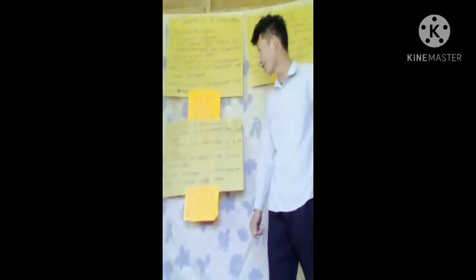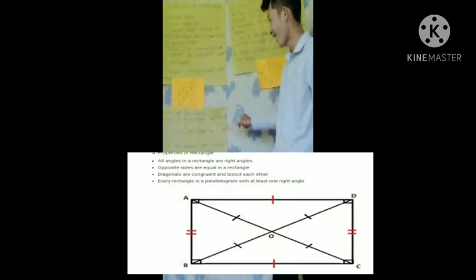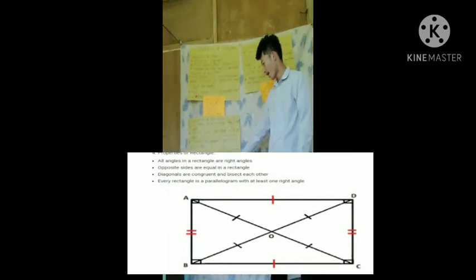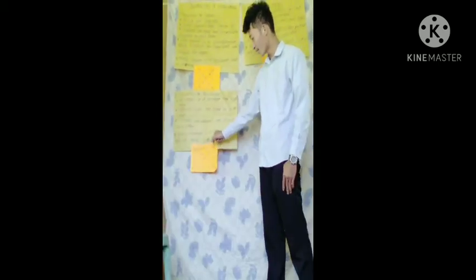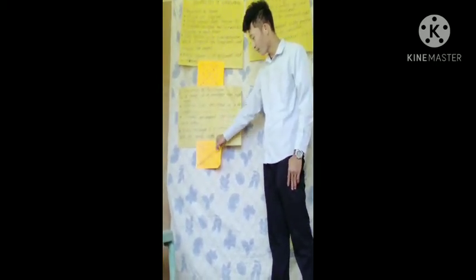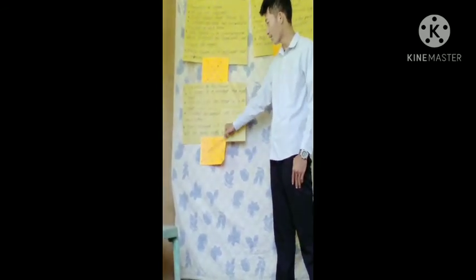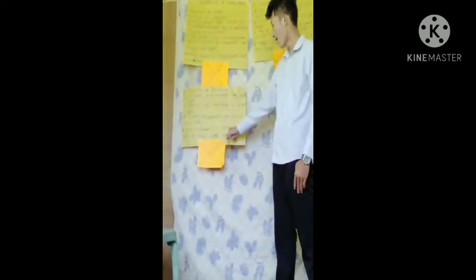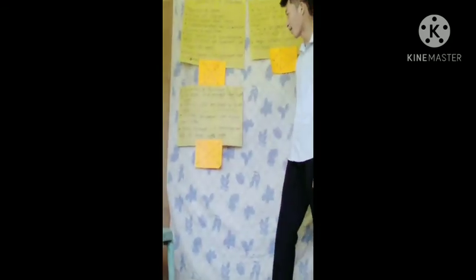So let's proceed to the properties of a rectangle. The first property of a rectangle is that all angles in a rectangle are right angles. As we focus on this figure of a rectangle, angles A, B, C, and D each measure 90 degrees. So all angles are right angles.